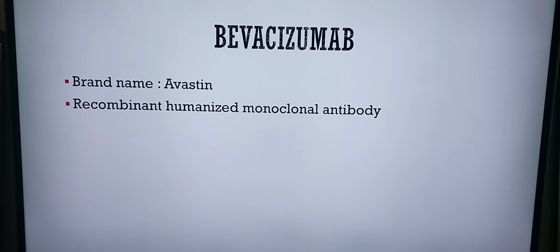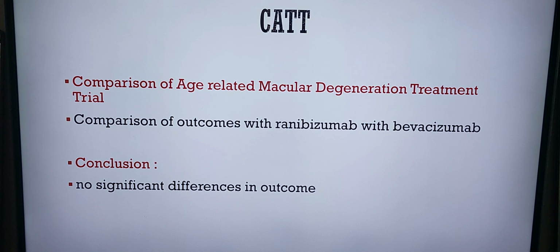So then another drug which was studied was bevacizumab, and the brand name is Avastin, and it is commonly used. It is a recombinant humanized monoclonal antibody. This is not a fragment. This is a complete antibody. It was discovered even before ranibizumab, but it was thought that it is a larger molecule and it will not cross the internal limiting membrane, so it was not used prior to this. But when trials were conducted, the CATT trial, which was the comparison of age-related macular degeneration treatments, it was comparing the outcomes of ranibizumab with bevacizumab.